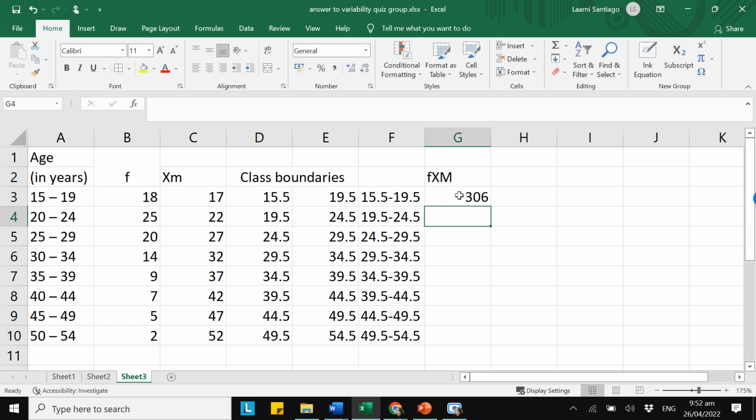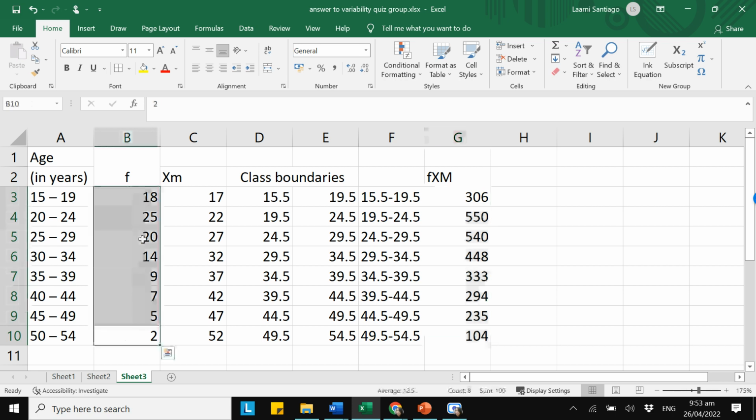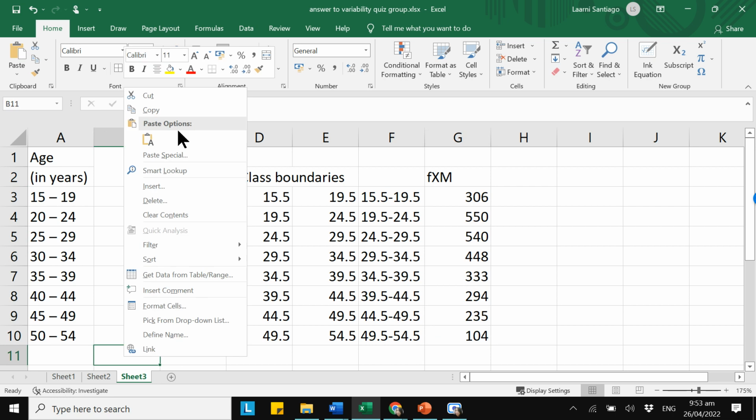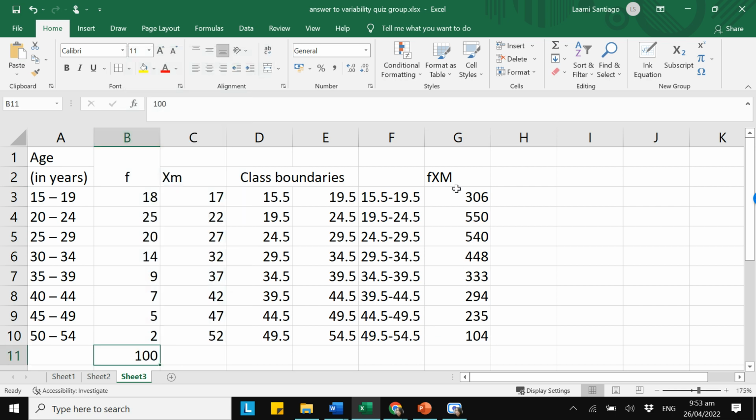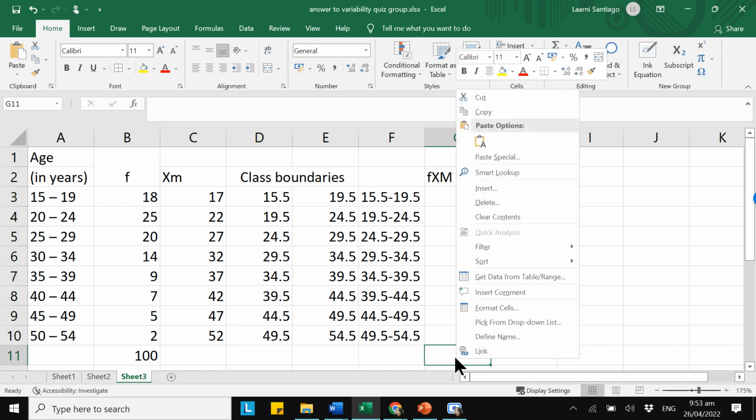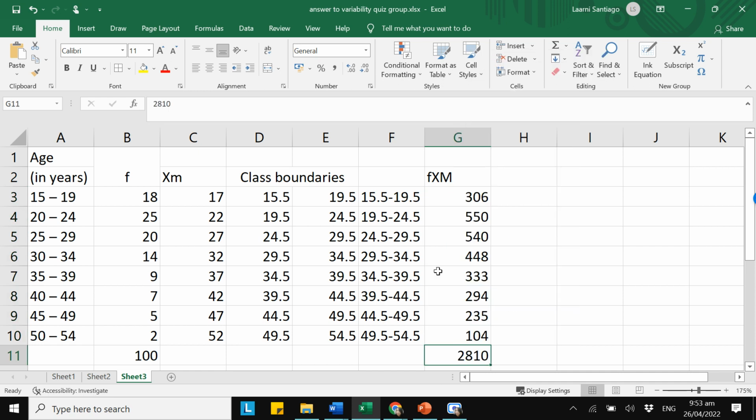Ayan. Copy natin. Double click and you have already the summary. So, we already have shown here. Highlight nyo lang yun lahat. Copy nyo lang to get the sum. Then, paste it here. Ayan. Tapos, ganun din dito. Sum. Paste. Okay?